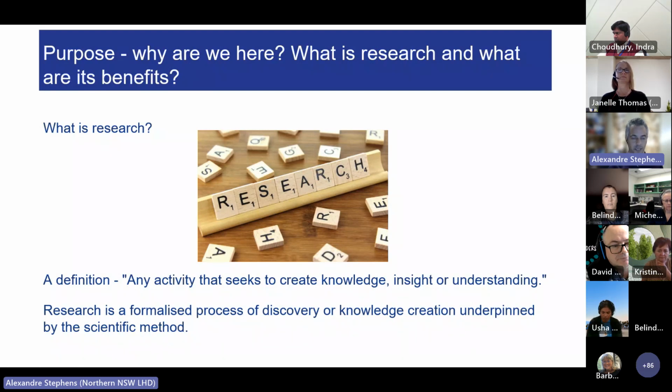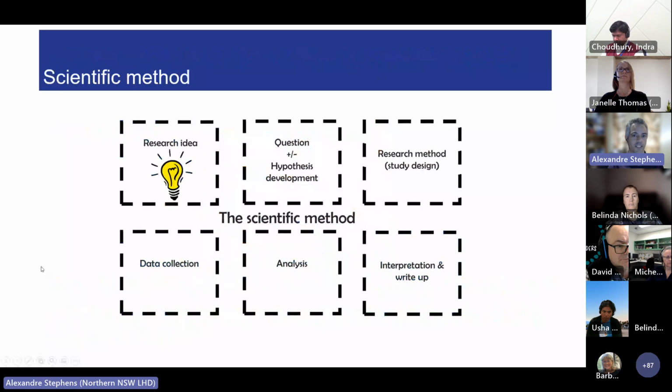We'll revisit that a little later in the presentation today. So research is a formalized process of discovery or knowledge creation, and it's underpinned by the scientific method. What exactly does this mean? Well, research is underpinned by science and its structure. What we often do when we provide advice or receive inquiries from staff in our LHD is we speak to something called the Simplified Research Framework, which is a useful way to convey that research is actually structured. It's made up of components.